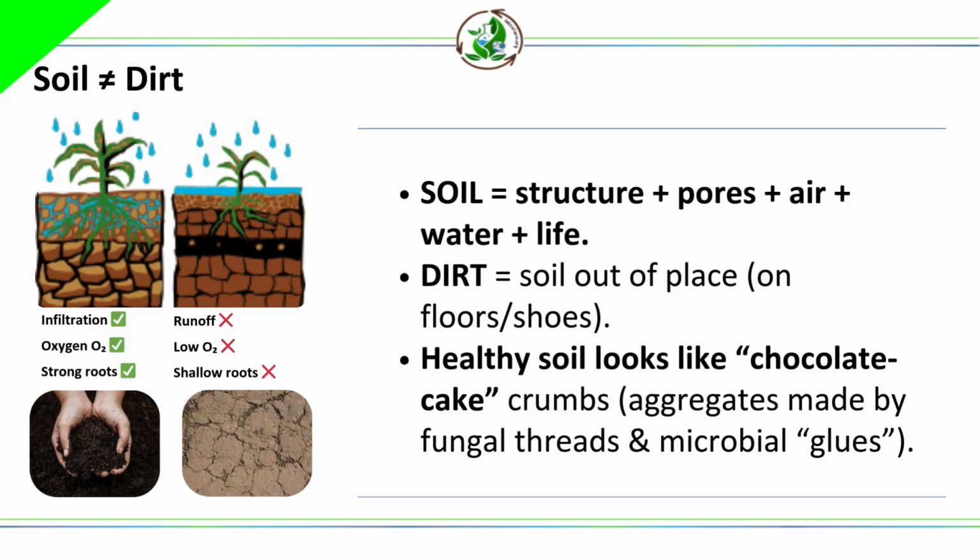Notice an important difference. Soil is not the same as dirt. Soil is a living system full of structure, pores, air, water, and life. Dirt is just soil that's out of place, like what ends up on your shoes or on the floor. Healthy soil has a crumbly, sponge-like texture. Think of chocolate cake crumbs, held together by fungal threads and microbial glues. That crumbly structure means water soaks in well, roots can grow strong, and lots of air is available underground. Unhealthy soil, in contrast, is compacted or clumpy. Water runs off, roots stay shallow, and plants struggle to grow.